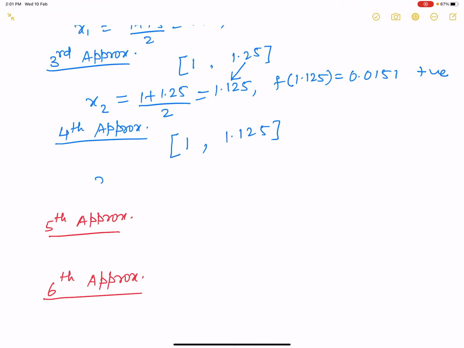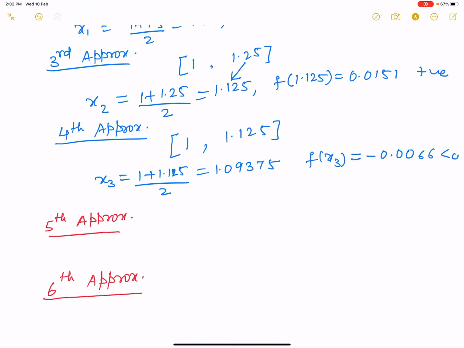So we again bisect it. It will come out to be x3 is equal to (1 plus 1.125) divided by 2, and we'll get 1.09375. And we'll find the value of the function at x3. The value comes out to be negative 0.0066. That is, it is negative, and we are going to change this negative end. This time the root lies between 1.09375 and 1.125.